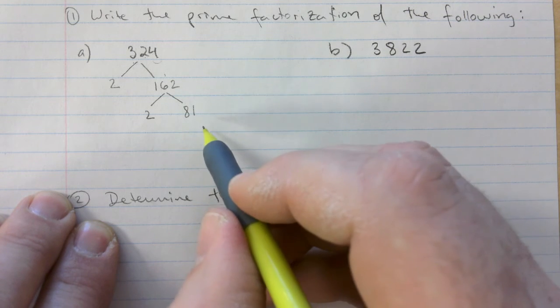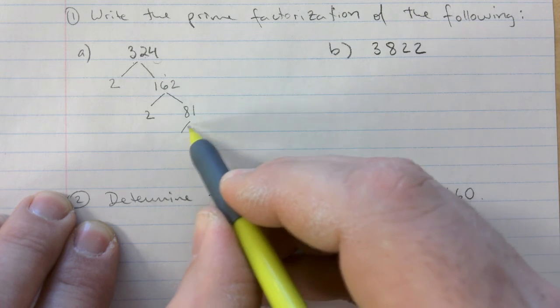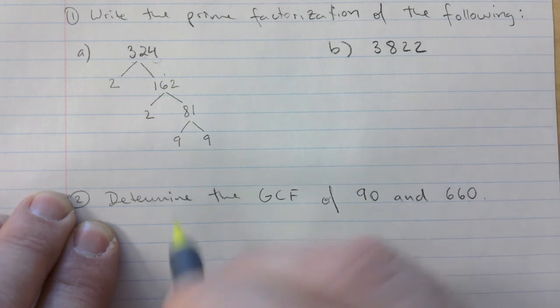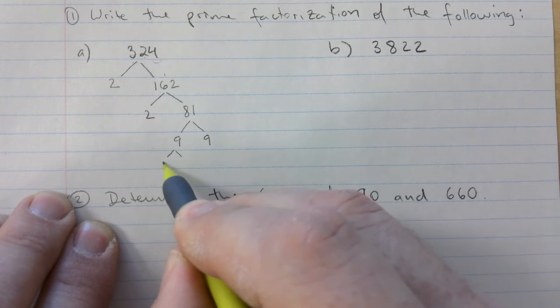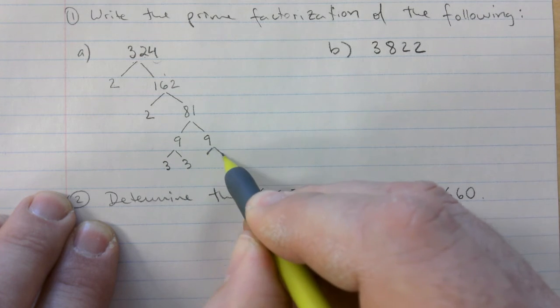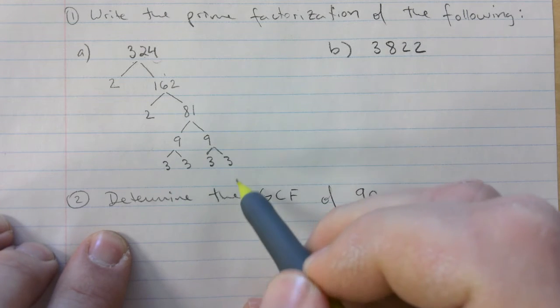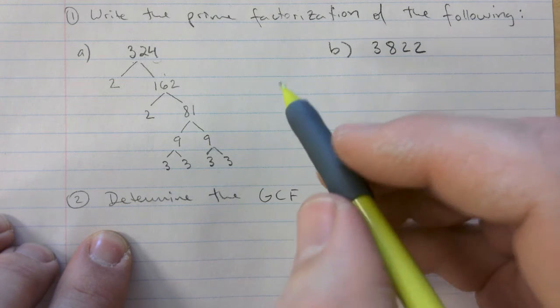And then sometimes I break that rule. It's like, oh, 81, that's easy. That's 9 times 9. Right? And then I break those two down into 3 times 3 and 3 times 3. And now I have nothing but prime factors at the end.